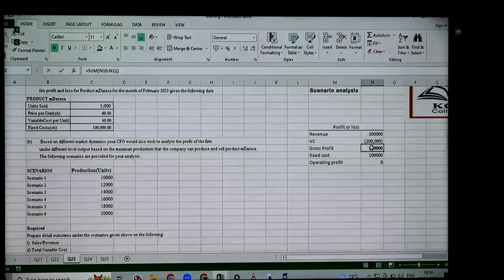Isn't it Alt HBP? So we'll go to scenario analysis now. The scenario analysis.